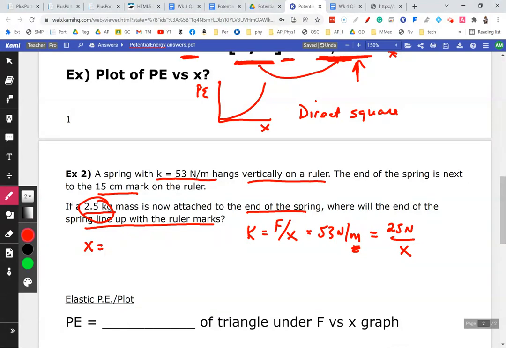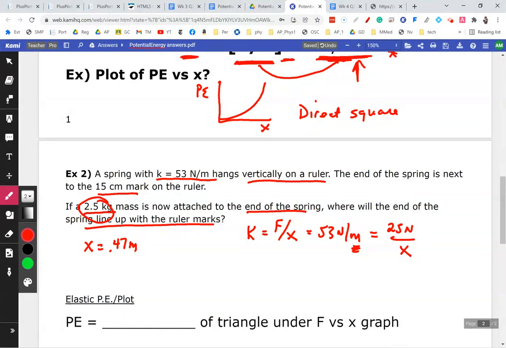Okay. And the spring constant, looking at example two. Okay, good. So the stretch is 0.47 meters because this is in meters, but that's not the answer.